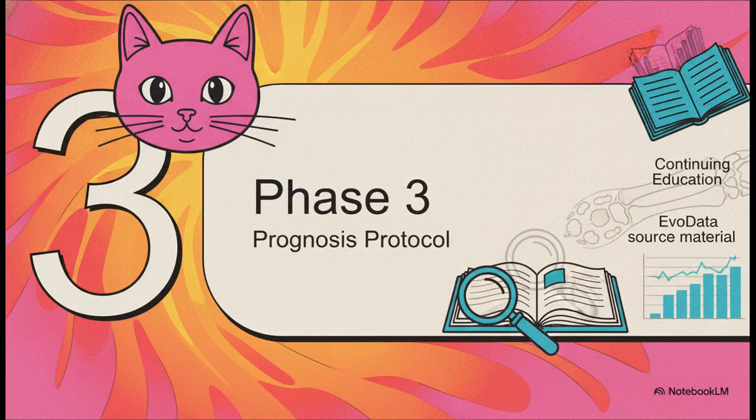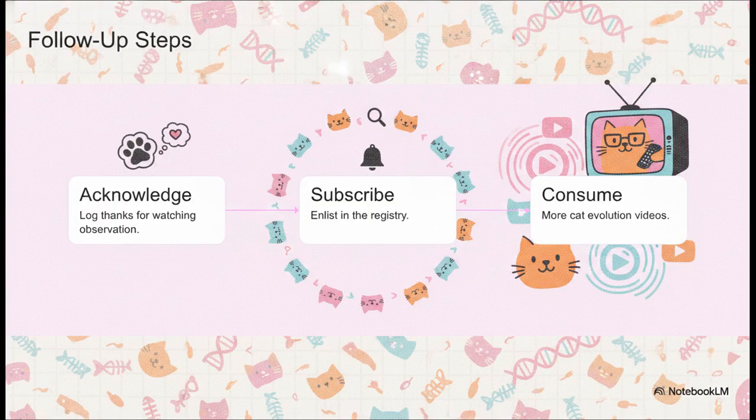Phase 3. Prognosis and Continuing Education. Moving into the follow-up protocol, the researchers lay out a very clear 3-step observation plan for us. Step 1 requires the reviewer to acknowledge the case, which they formally logged as "thanks for watching." Step 2 is a mandate to subscribe, basically enlisting you into an ongoing registry. And finally, Step 3 prescribes continuing education, directing us to consume more cat evolution videos.